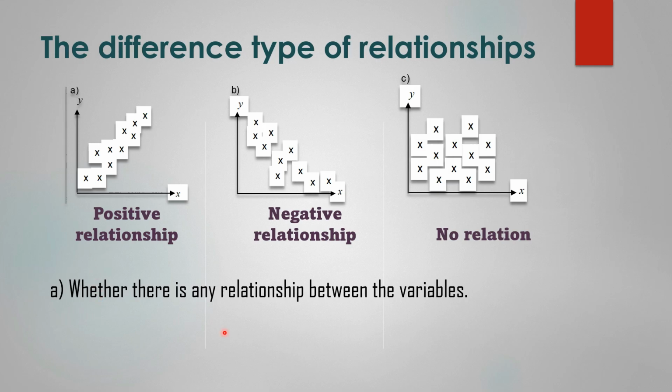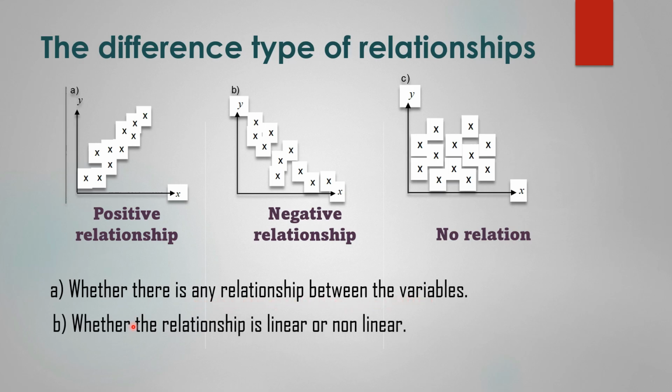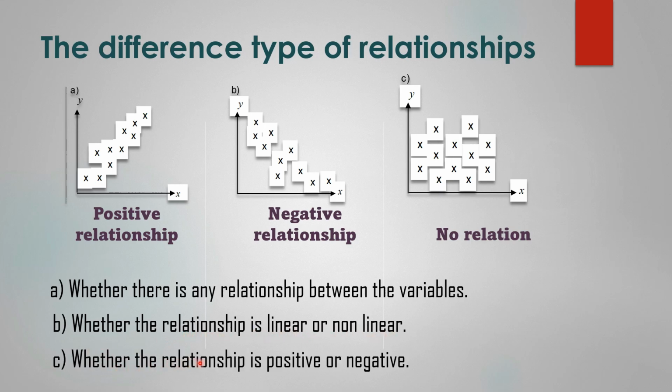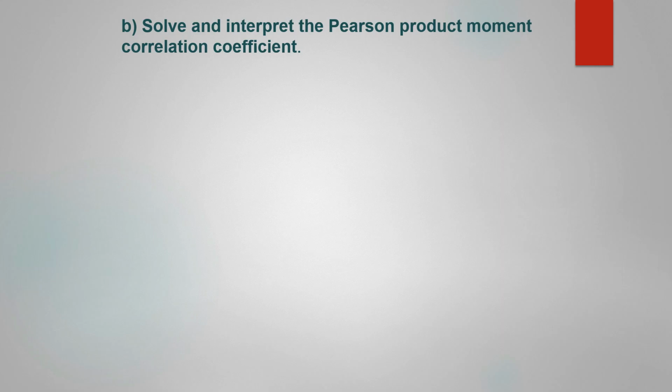From the scatter diagram, we would know: A, whether there is any relationship between the variables. B, whether the relationship is linear or non-linear. C, whether the relationship is positive or negative. Next, let's continue with part B. Solve and interpret the Pearson product moment correlation coefficient. First of all, let's see about correlation first.